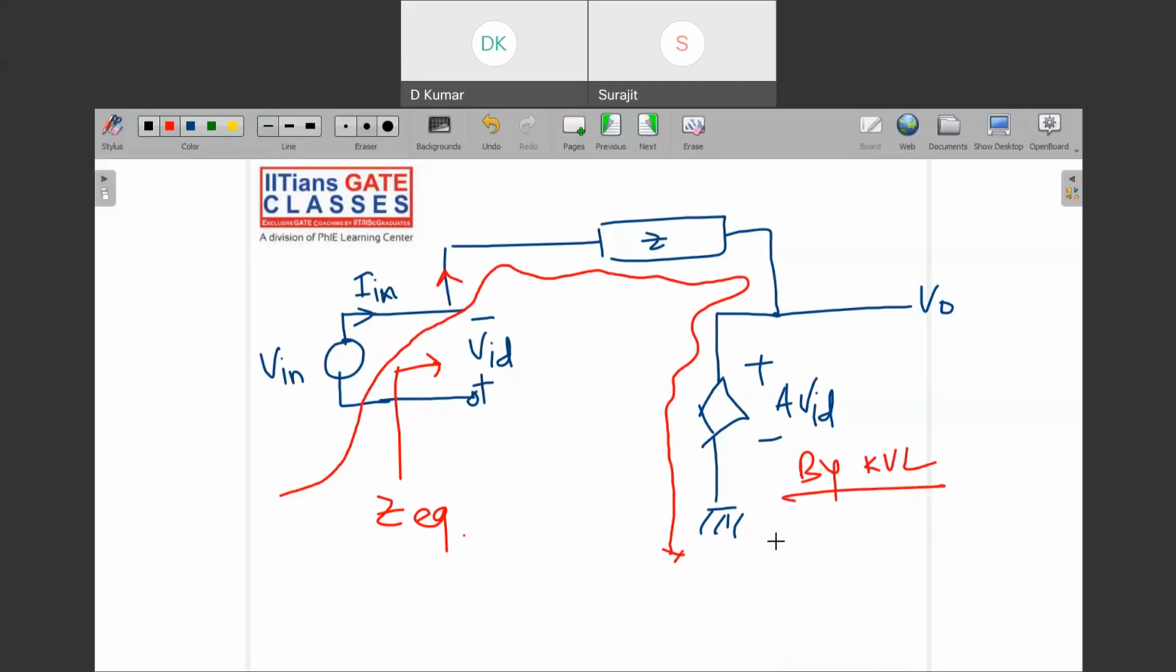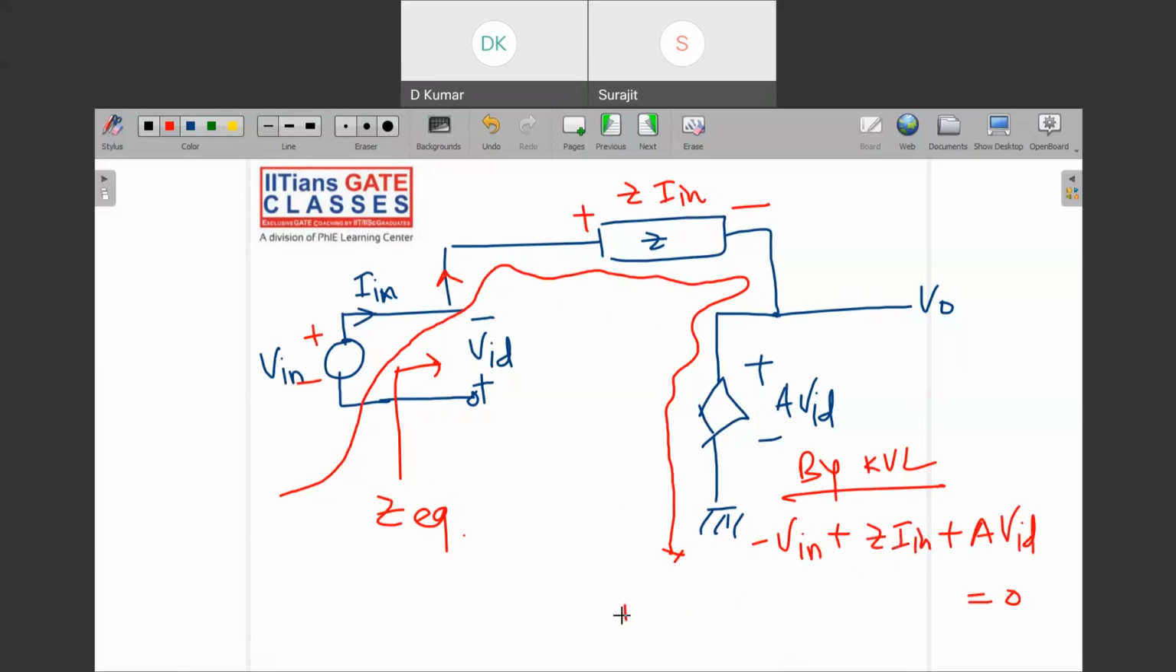So by KVL, what will happen? You can say this is plus minus, right? Plus minus drop across this, that is Z times I in, and so you can take minus V in. I always take the first polarity of this voltage, and here the first one is plus Z I in, and then plus AVID equal to 0. So from here you can determine I in.